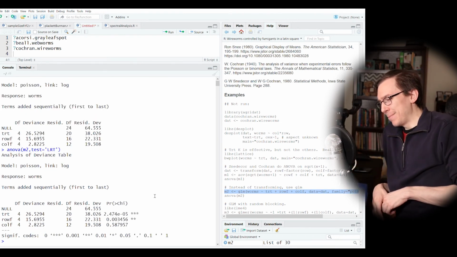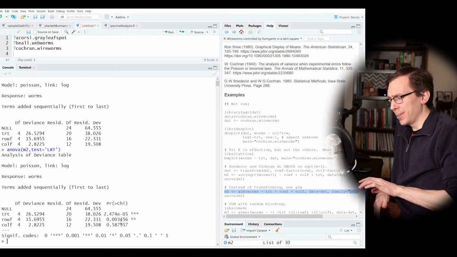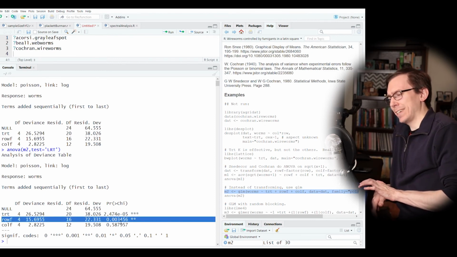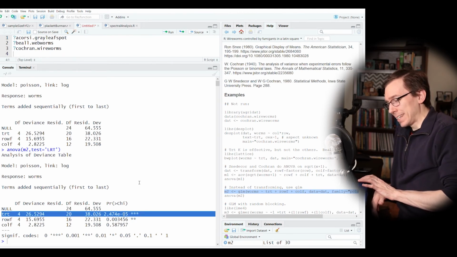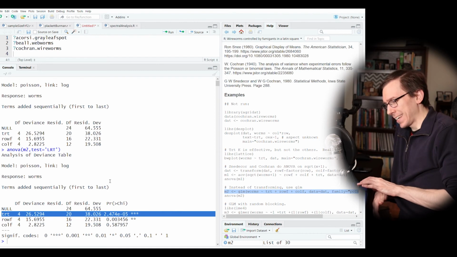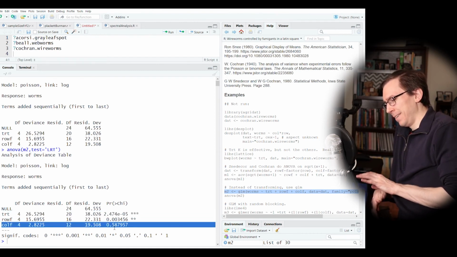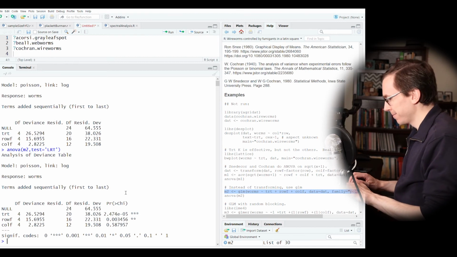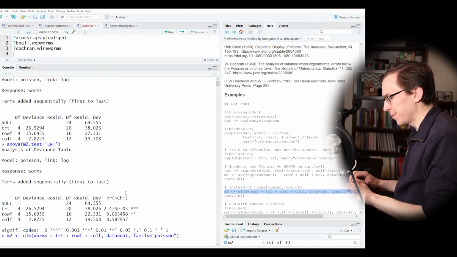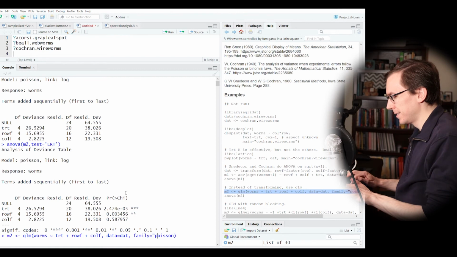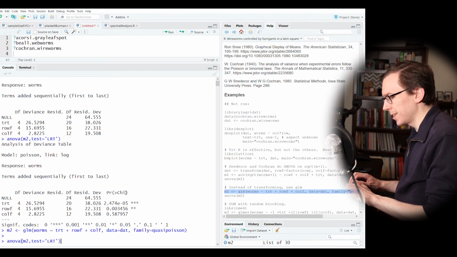There we go. In this case, interestingly enough, the row actually does look significant. So that's an interesting difference. The treatment is still significant, with a much, much smaller p-value in this case. And the column factor is not significant. So that's quite interesting. Makes me wonder, actually, what would happen if we tried a quasi-Poisson, with, well, I don't think I need to tell it log link. I think it just defaults to log link.